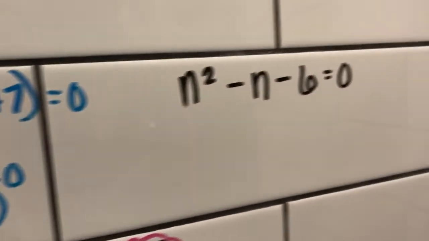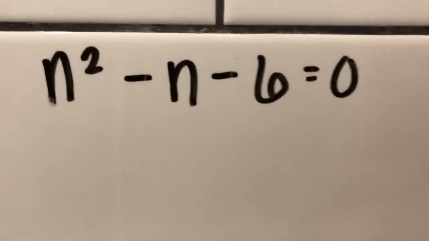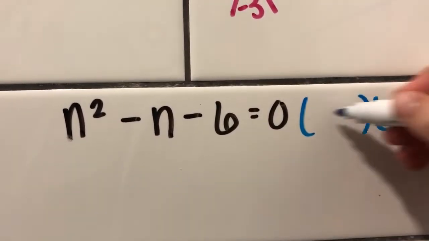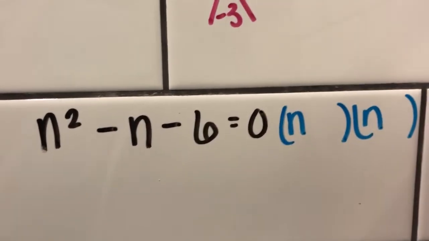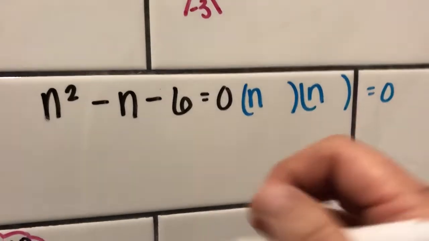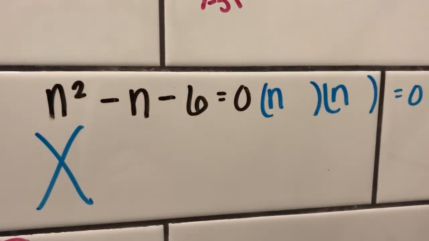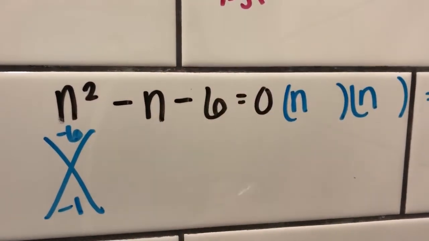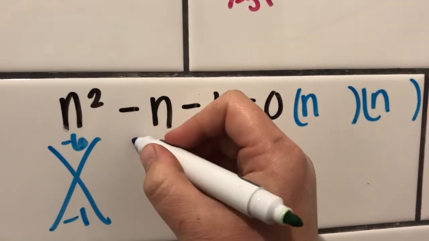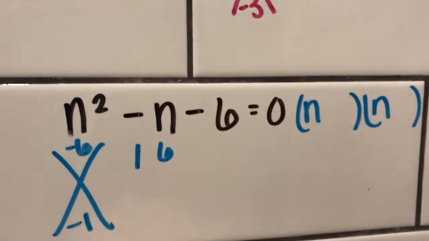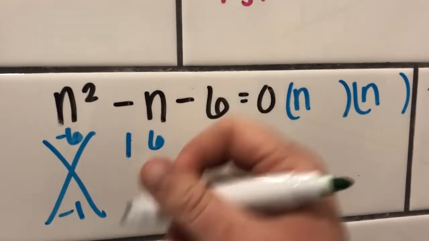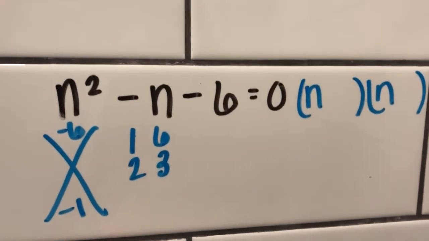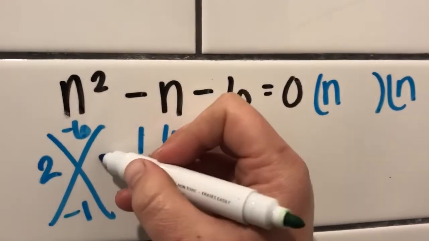So one more example, last but not least. For this one, I have an n for my variable. I'm going to set it equal to 0. And I'm going to go ahead and do my x puzzle. I have -6 on the top and a -1 on the bottom. So to write out my factors, 1 and 6, well, that's not going to work to get me to a -1. 2 and 3 are also factors of 6. Those are going to work to get me to -1. So I'm just going to write them out positively.